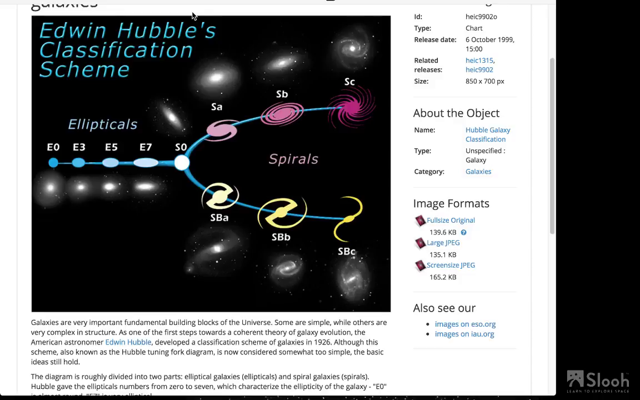Then the halo, which is the really, really big spherical shape of stars distributed around the entire galaxy, contains old clusters of stars known as globular clusters. And these globular clusters are thought to be some of the oldest stars in the galaxy. They formed in the early universe and never made it into galaxies themselves.